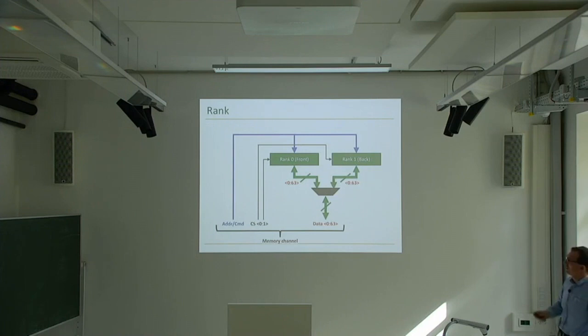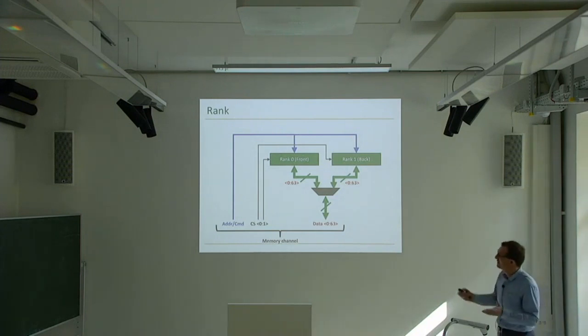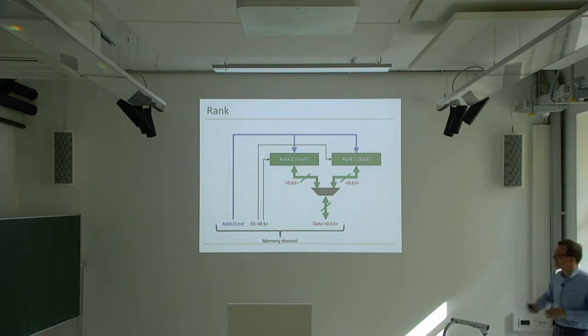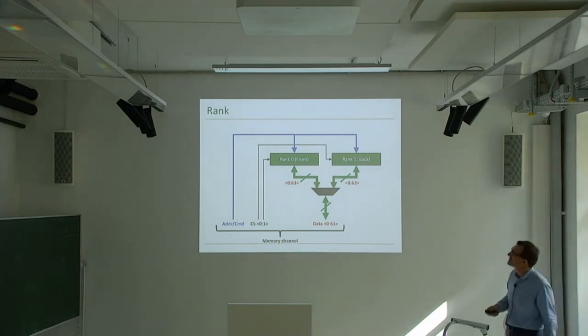If you actually map your data badly such that you need to access this rank first, and then this rank, and then you basically keep flip-flopping between two ranks, your performance becomes terrible because the rank switching penalty exists. It takes time to switch the buses from one rank to another rank. And this is specified in the DRAM data sheets.